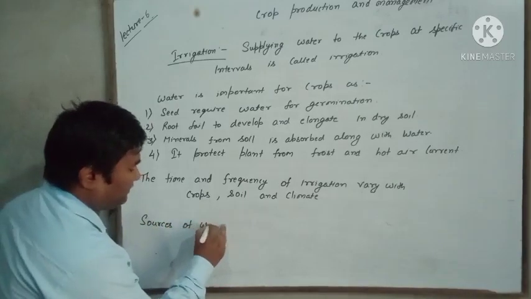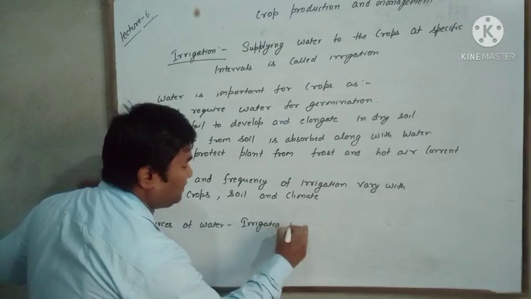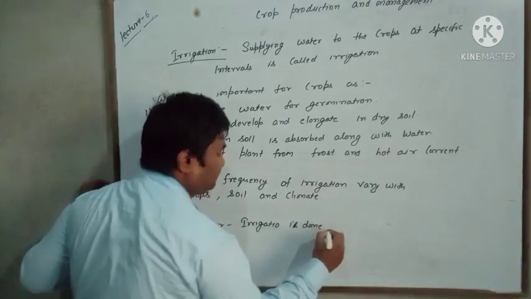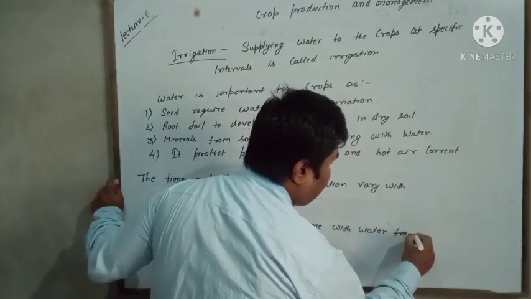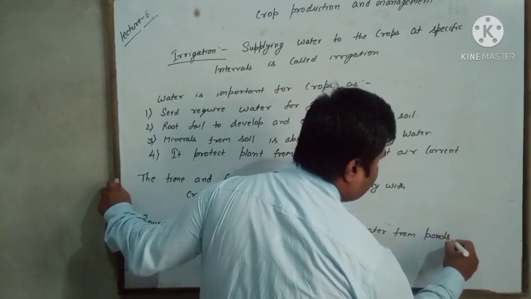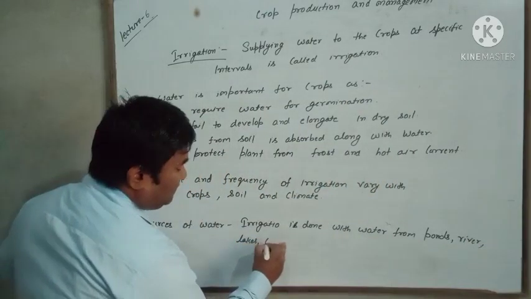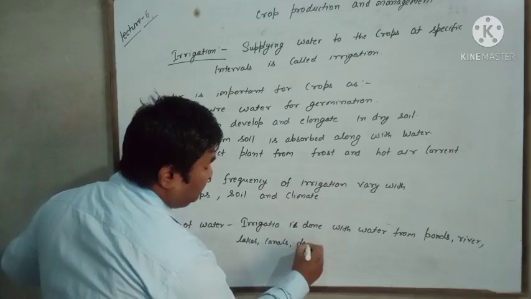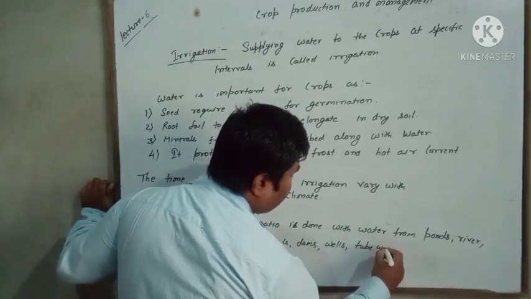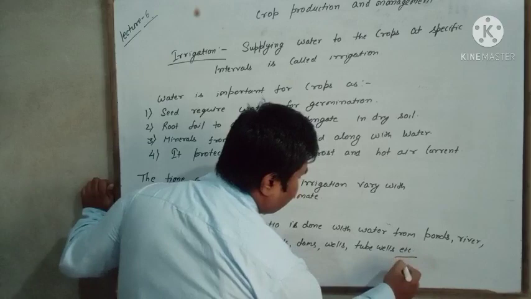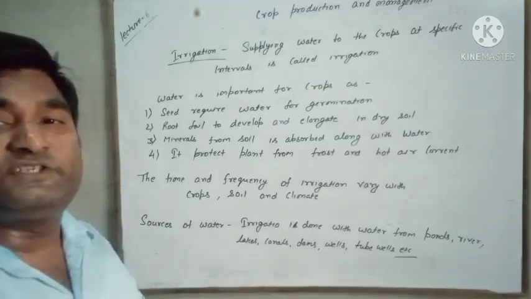Next is sources of water. Irrigation is done with water from ponds, river, lakes, canals, dams, wells, tube wells, etc. So these are the sources of water for irrigation.